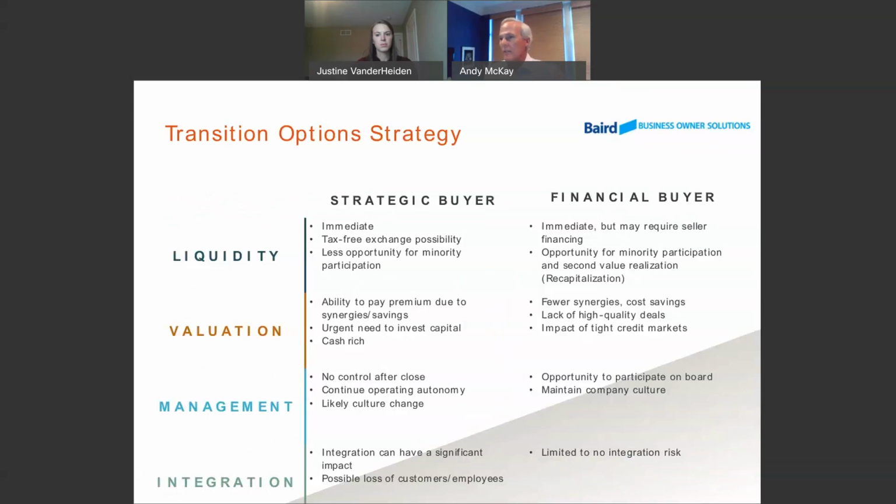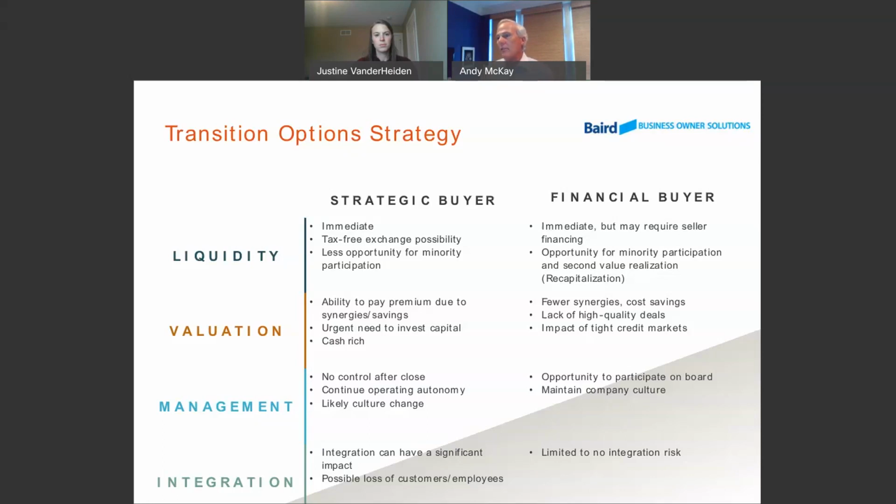So I'm going to turn a little bit and talk about third-party buyers. There are two types, basically. The financial buyer on the right is what you would think of as a typical private equity firm. The strategic buyer on the left would be your competitor, your supplier, an adjacent company, or someone like that. The deals look different in most cases.